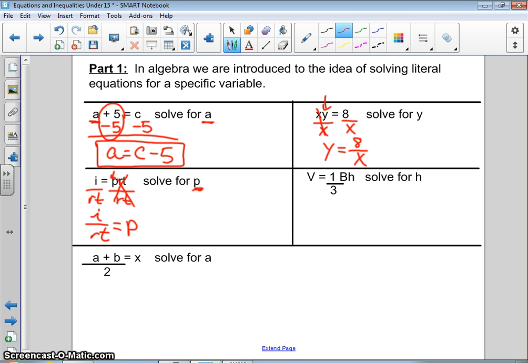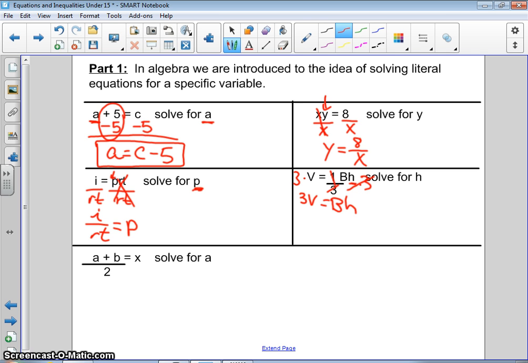Now the next one's kind of tricky because of the fraction. Dividing by 1/3 or multiplying by 1/3 is the same as dividing by 3. That's important for this problem. So the first thing we're going to do to get h by itself is to get rid of this 1/3. Like I said, that's the same as dividing by 3. The opposite of dividing by 3 is to multiply by 3. So that's going to cancel this fraction out right here. So we're going to get BH is equal to 3V.